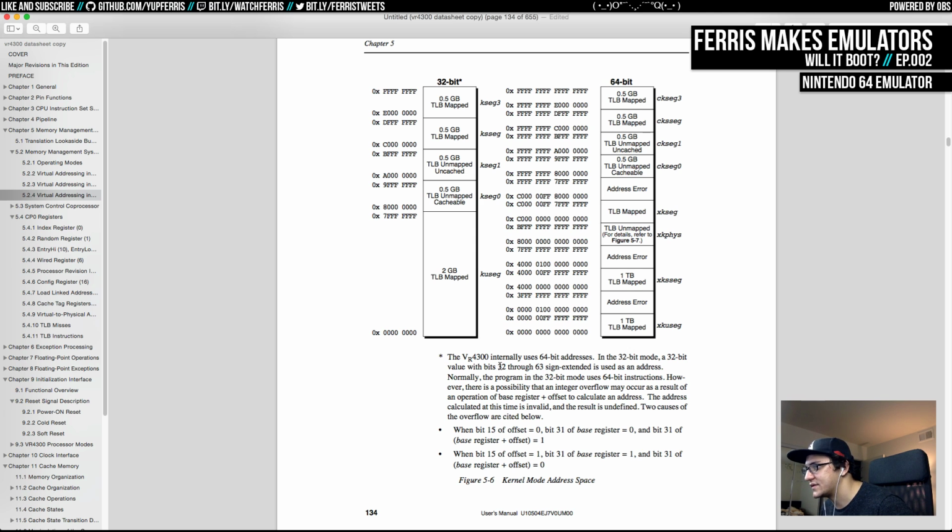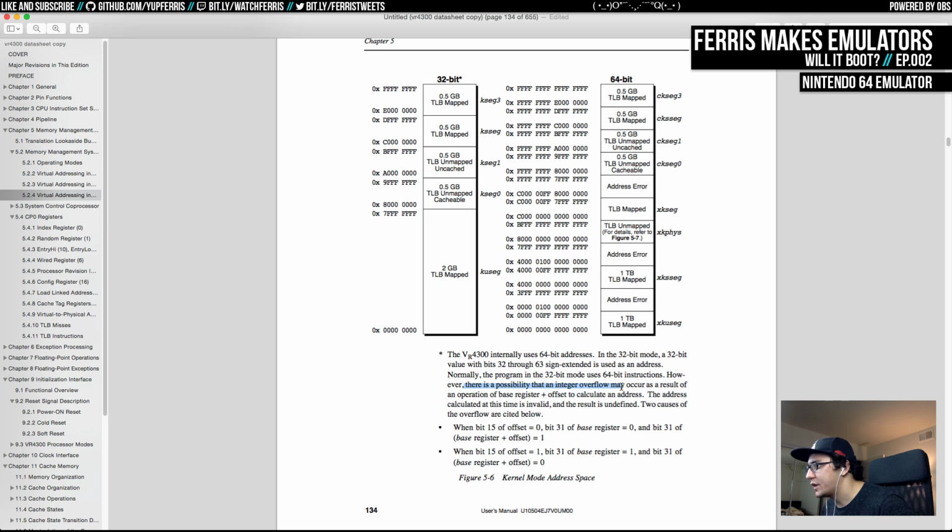I guess that just means the bits from 32 to 63 are going to match the 31st bit. That's usually what that means when it's sign extended. Normally, the program in the 32-bit mode uses 64-bit instructions. However, there is a possibility that an integer overflow may occur as a result of an operation of base integer plus offset to calculate an address. So I guess if you had a memory map segment that mapped to the end of your address, and then you had an offset that went above your address space, that integer would overflow or went above 32 or 64-bit or whatever that was.